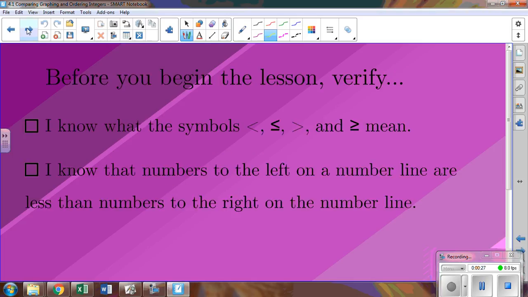Now, before you launch into these, make sure that you know a few things, such as what less than or equal to, greater than or equal to are. You know what these symbols are. You should also know that on a number line, the farther left numbers are less than, the farther right are greater than.